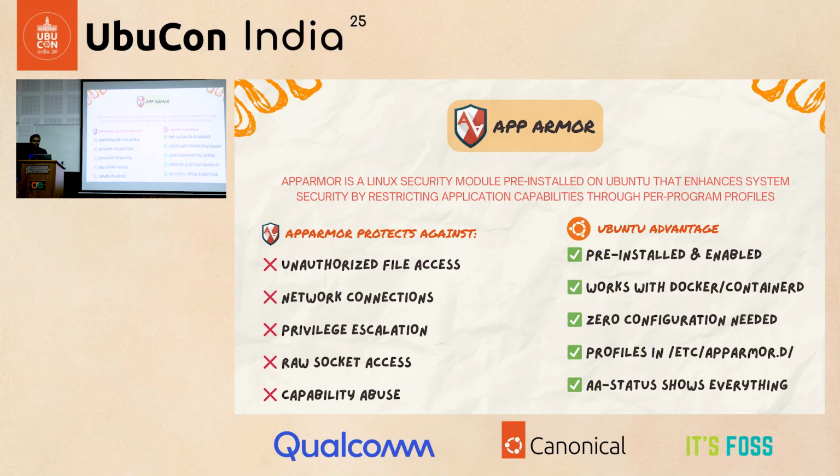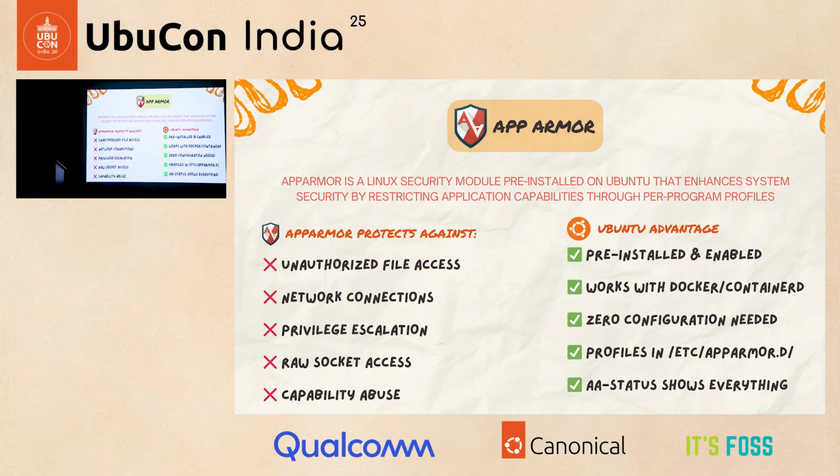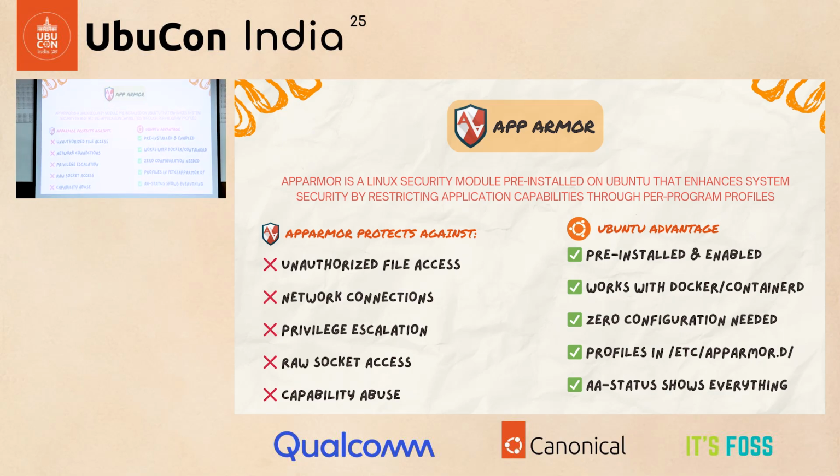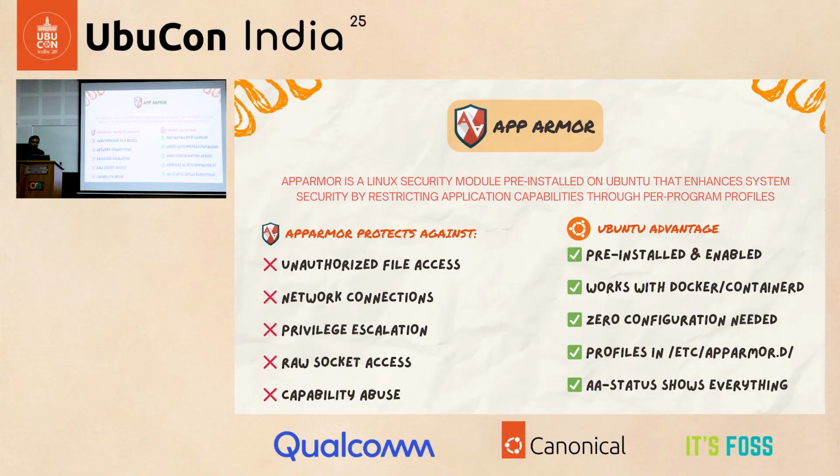So it's basically a security module that's pre-installed and enabled by default, unlike something like SELinux, which is by default disabled in most of the distros, where you have to enable it and then use it. So AppArmor is enabled by default, and if you're using anything from, I think, the last 4-5 versions, you are already using this.